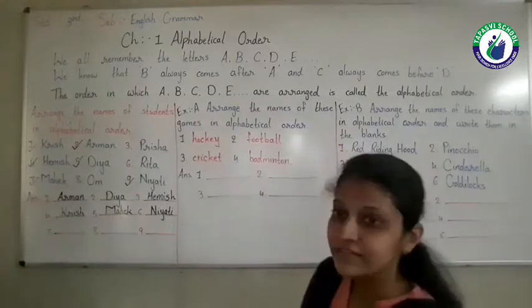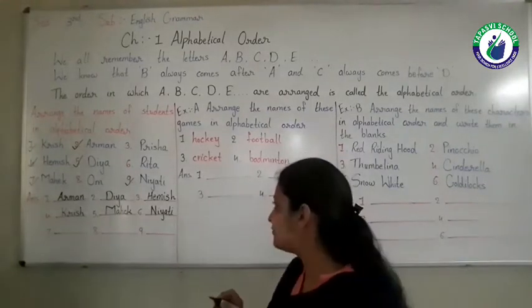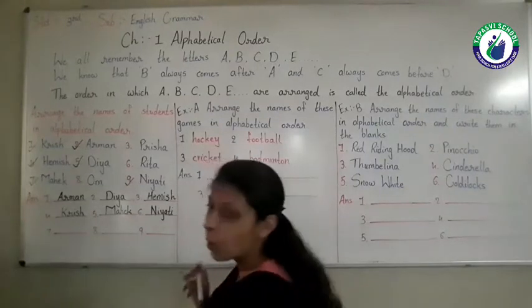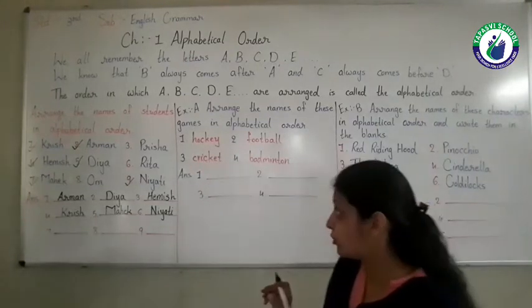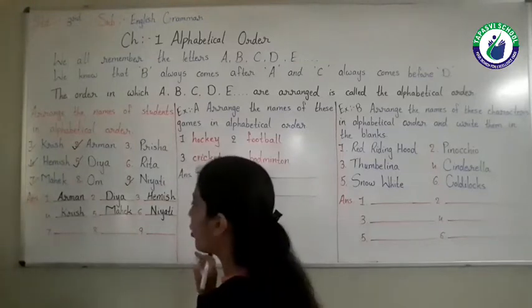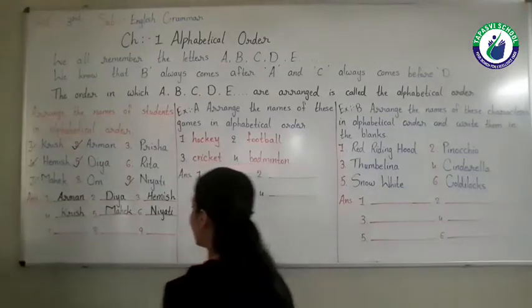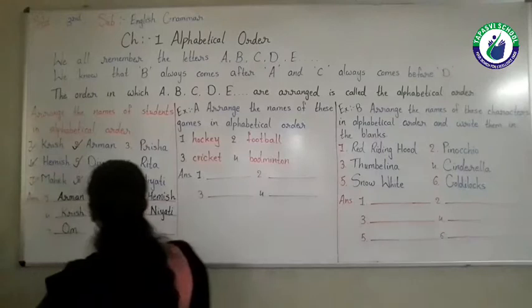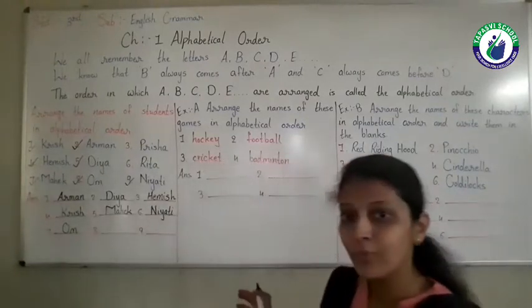Yes. N के बाद कौन सा लेटर आता है? Which letter is coming? Yes, O. So O. Which name of student is given here? Om. So we have to write in number 7. Write down Om and take right on the word Om.